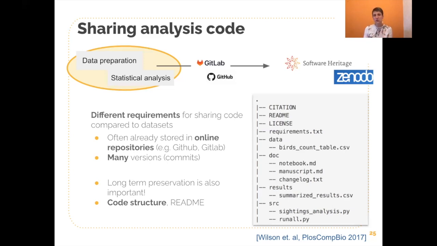Also, when we think about code, it might be good to adopt a standardized structure. There are a couple out there. I've put one here, where if your project has the same structure, it's much easier, first for people in your lab, but also for people outside of your lab, to understand what's going on in the code and reuse it. And of course, having a good README, and I haven't put a code of conduct, which is of course very important.